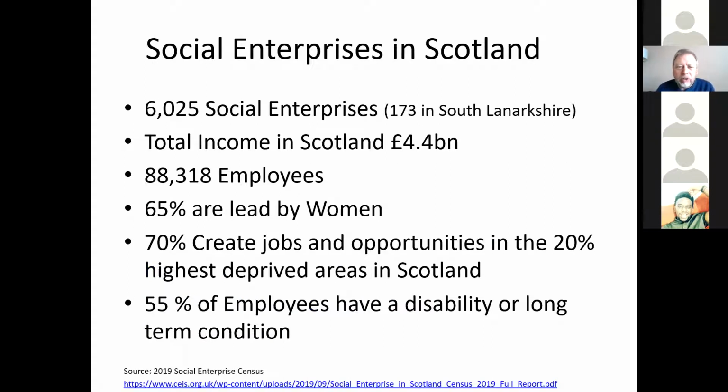What does the sector look like in Scotland? There's over 6,000 social enterprises in Scotland, about 173 here in South Lanarkshire. They employ lots of people, with 4.4 billion in turnover of trading income generated by the sector every year. But again, the crucial point here is about reach. Look at those bottom figures. The fact that it can reach out across gender, it can reach out across disability, and specifically this other point, that 70% of social enterprises operate in the 20% worst affected areas as far as economic deprivation is concerned. In other words, where there is social need, you will find social enterprise.